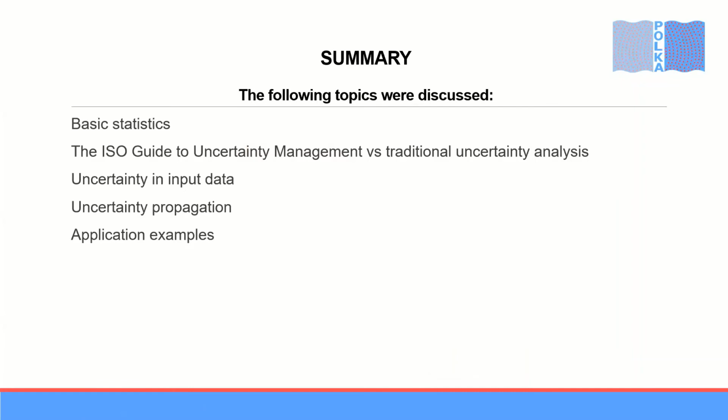Okay, so in summary, we talked a bit about basic statistics. We talked about the ISO guide to uncertainty management and differences with traditional uncertainty analysis. Then how to estimate uncertainty in the input data. Then how to do the uncertainty propagation using the multivariate techniques or numerical simulations, Monte Carlo, for instance, and then some application examples. So this is it.